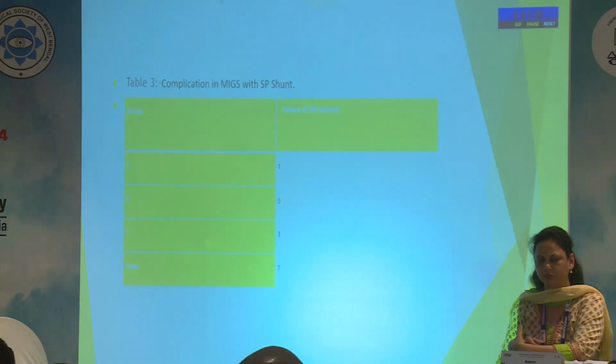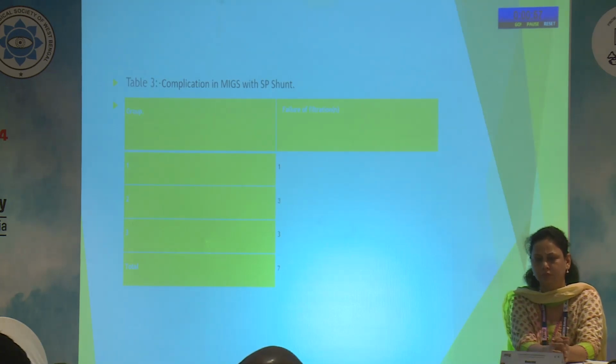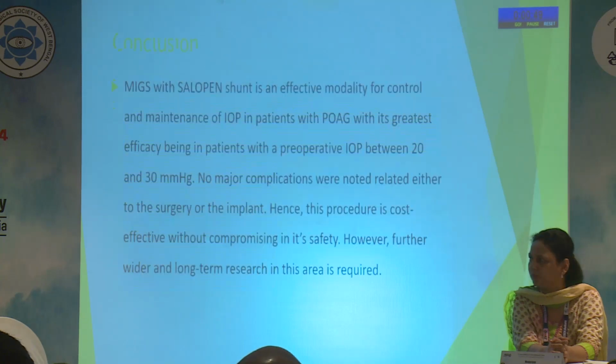So for the main complications, we didn't face any anterior chamber complications. The main complication we found was failure of filtration. In the first group, one patient had failure of filtration. In the second group, three patients had failure of filtration. And in the third group, three patients had failure of filtration. So a total of seven patients had failure of filtration out of the 50 patients.